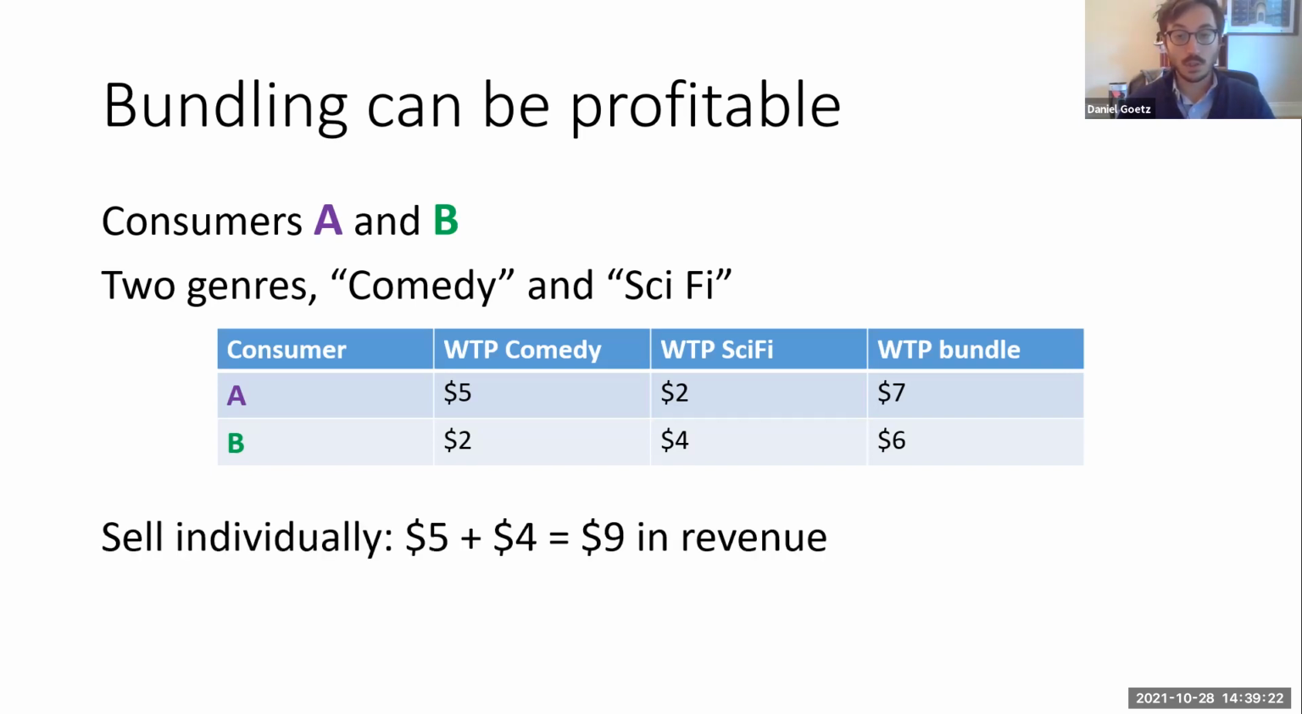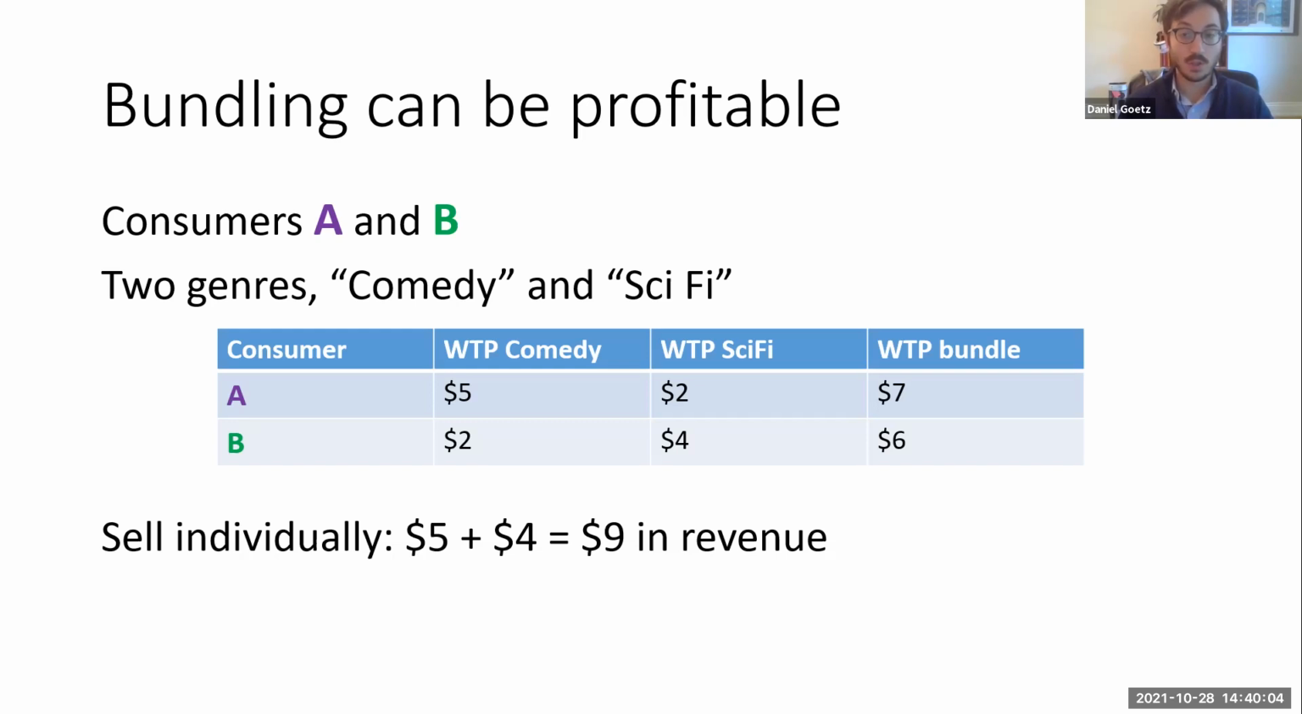So if we sell individually, I claim we're going to make $9 in revenue, right? So where does that come from? We have a comedy channel. What price should we charge? There's basically two options: $2, and we would sell to both people, in which case we'd make $4 total, or $5, in which case we would just sell to consumer A, and we would make $5, right? Better to make $5 by selling just to consumer A than $4 by selling to both A and B at $2 a pop. So we'll just sell to consumer A at $5. That's where the 5 comes from.